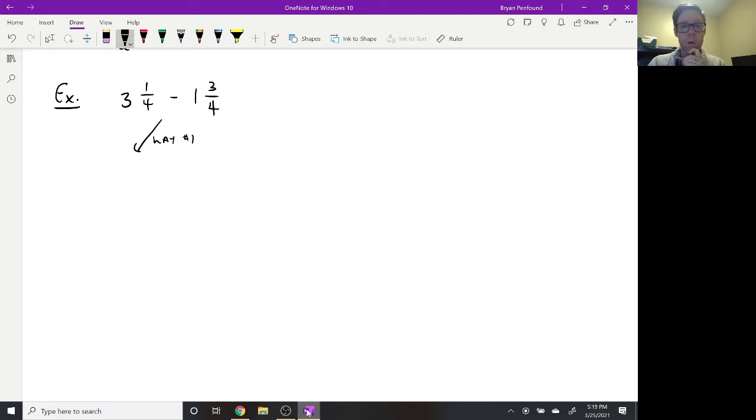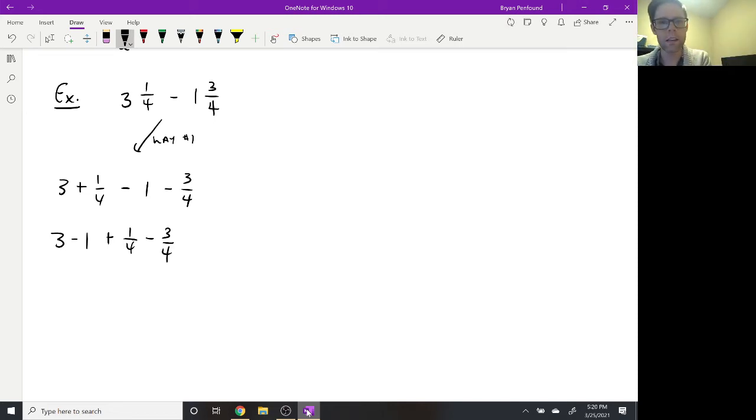Now, if we try to set this up and execute it in a way that's similar to what we did last time, that would be to take our 3 1/4 and try to take away 1 whole and take away 3/4. We can regroup all of the wholes together like this, but we're kind of going to get stuck here with this subtraction. So we're going to run into a problem along the way. So let's take a look at the model and see how we might be able to use the model to help us out here.